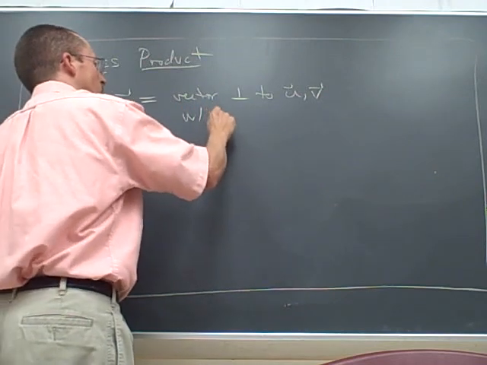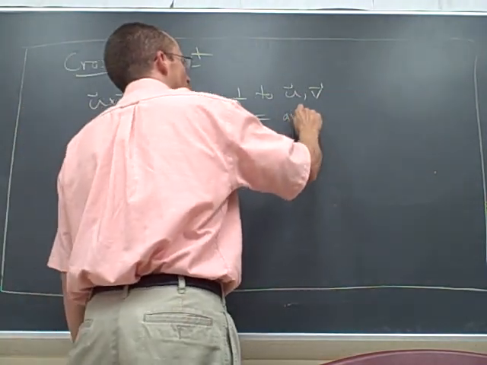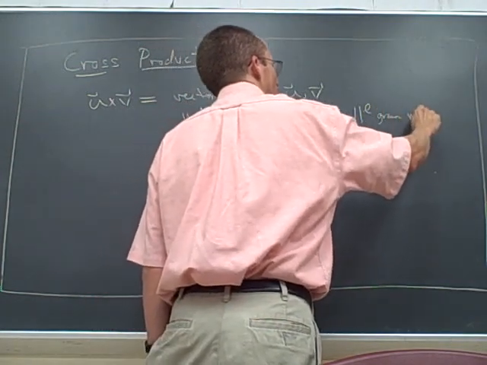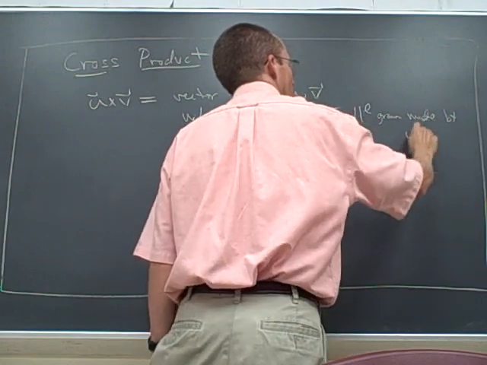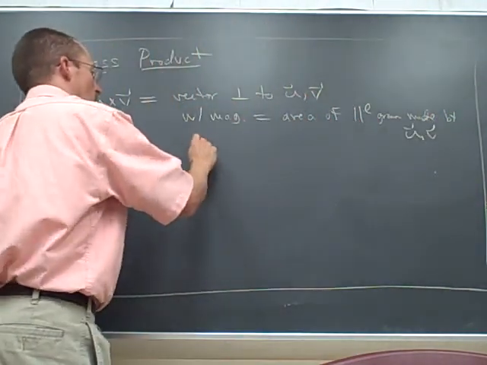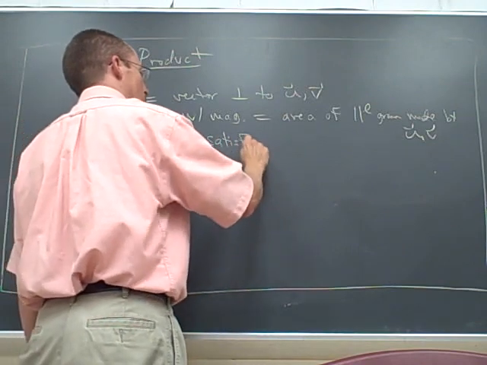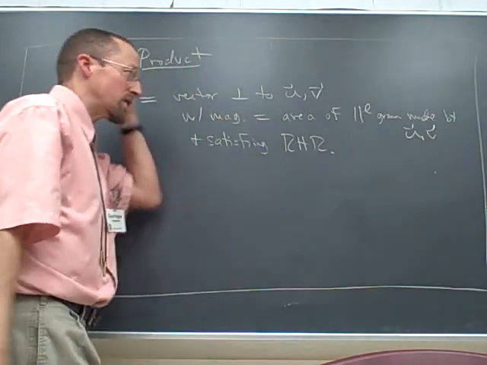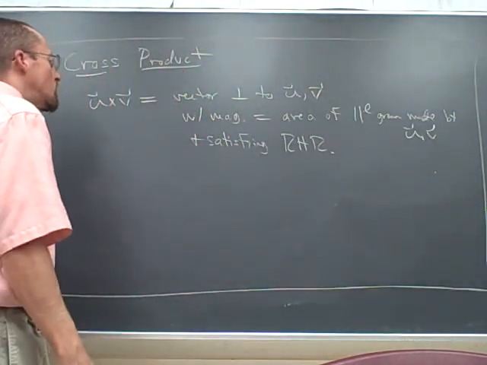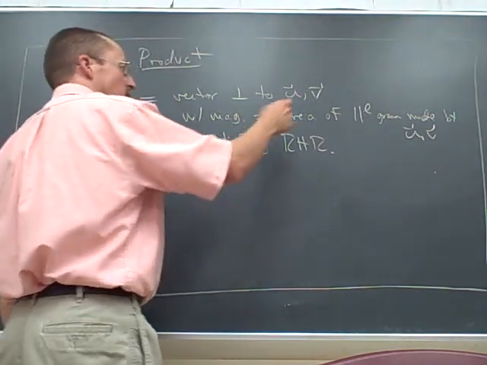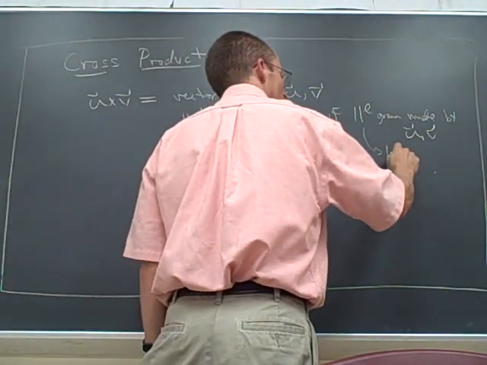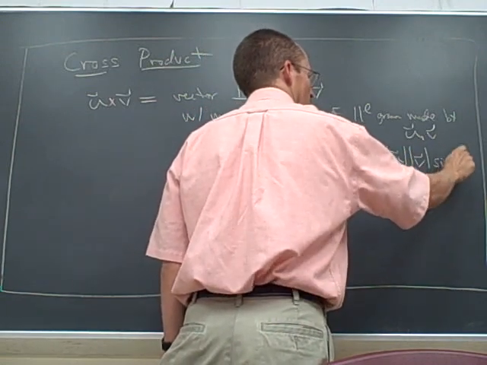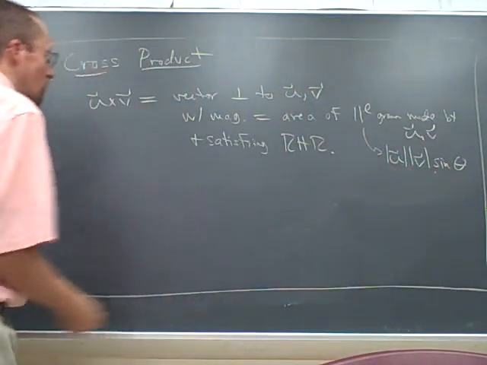And with magnitude equal to the area of the parallelogram made by u and v, and satisfying the right-hand rule. And that's the trickiest part, but it's not the most deep part, really. So let me go ahead. More specifically, this is magnitude of u, magnitude of v, sine of the angle between them. So let me do a real quick example.